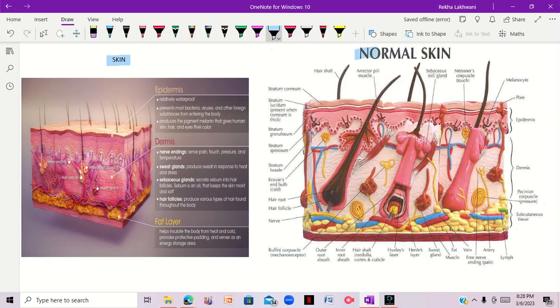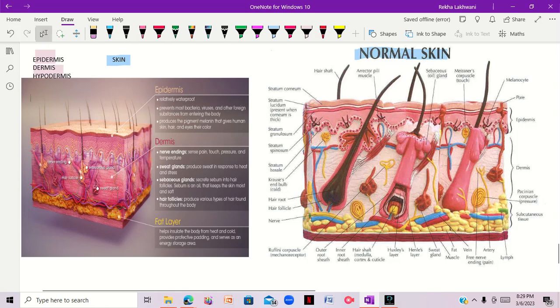Of defense is the structure of a normal skin portion, right? Our skin is made up of three layers, which are epidermis, dermis, and hypodermis. Basically, these are the three layers of our skin: epidermis, dermis, and hypodermis.